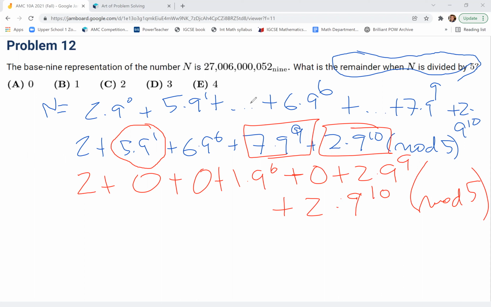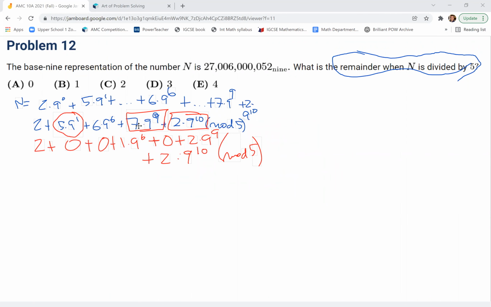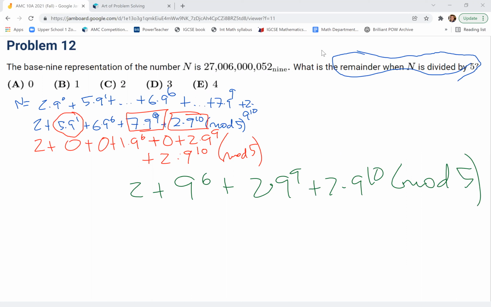Now, let's simplify this by getting rid of these zeros. Let me make this smaller so I can move it out of the way. Okay, so we'll leave that over here. So essentially, what do we have? We have 2 plus 9 to the 6 plus 2 times 9 to the 9 plus 2 times 9 to the 10 mod 5. So already we've made tremendous headway in this.